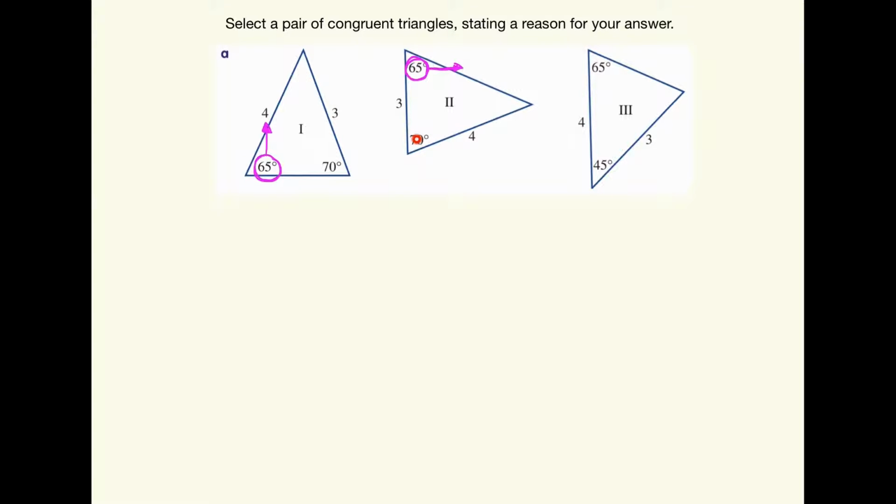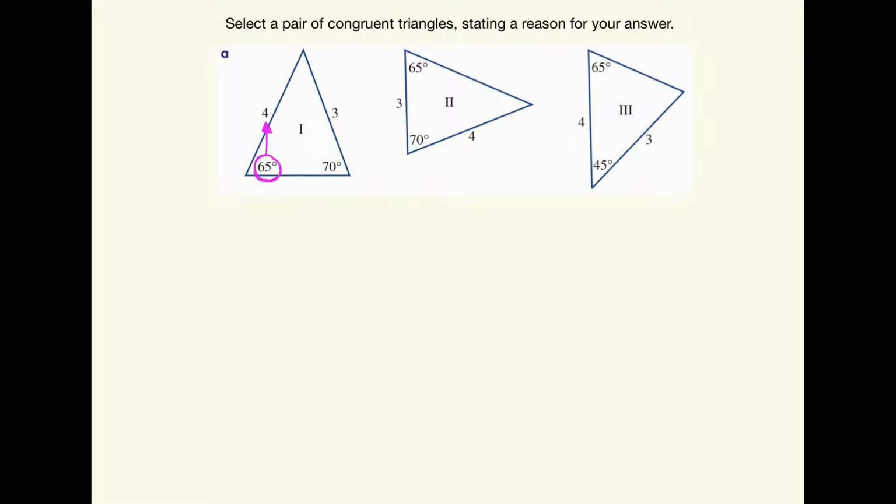is not equal to this angle of 70. They are not the same. And so if this is 4, that just cannot be 4. So we know that triangle 1 and triangle 2 are not congruent. Let's go ahead and rub this out. Let's try and see if triangle 1 is congruent with triangle 3.